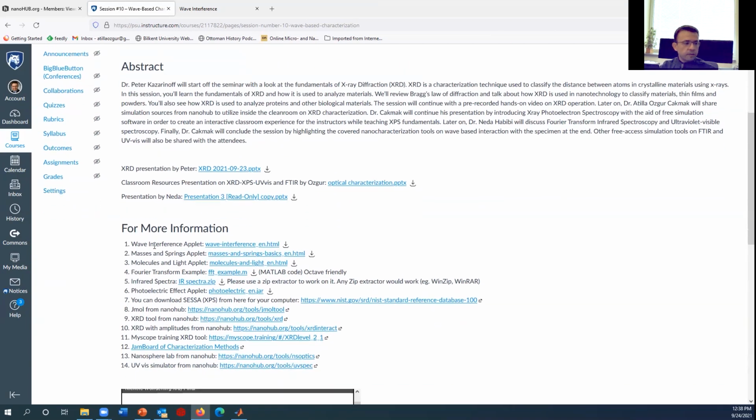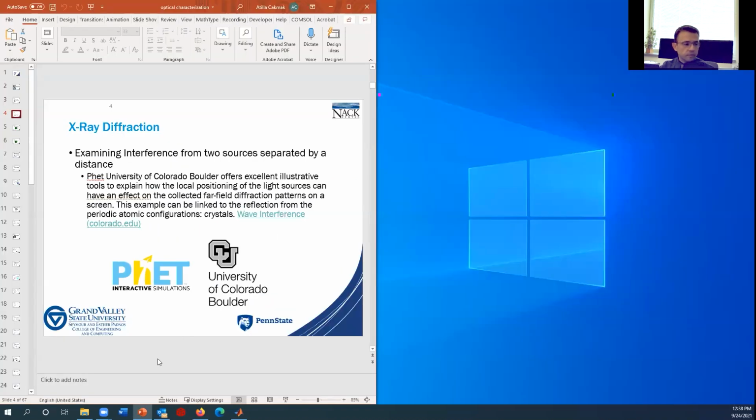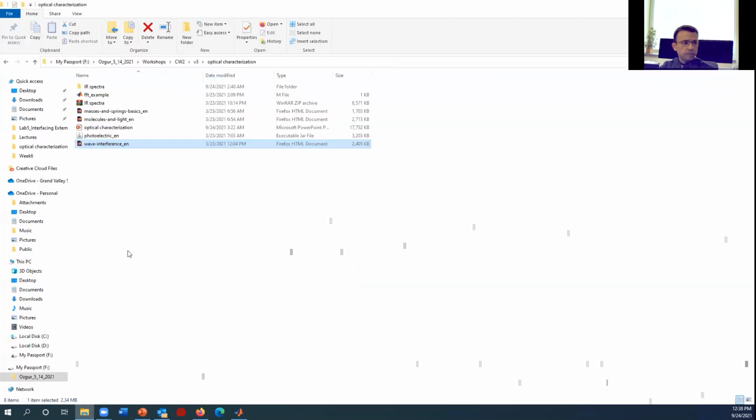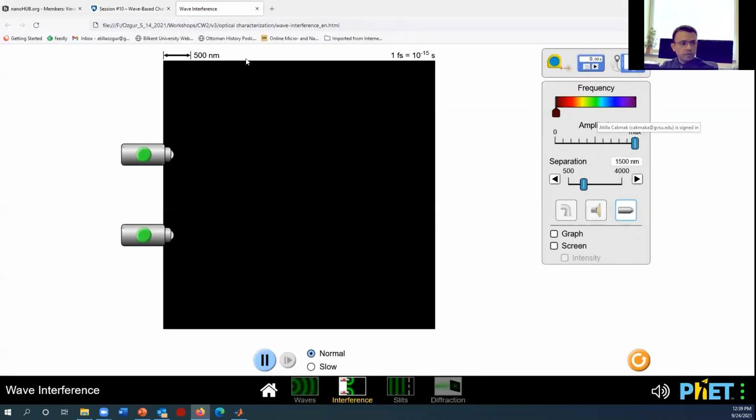The first one we're going to use will be the wave interference applet. This is coming from the University of Colorado. Once you download it from their website, I gave you the link, you will be clicking on this applet here, and it's just a very simple thing. You don't need to install anything. It's just going to bring you to this. Why is it relatable to XRD?